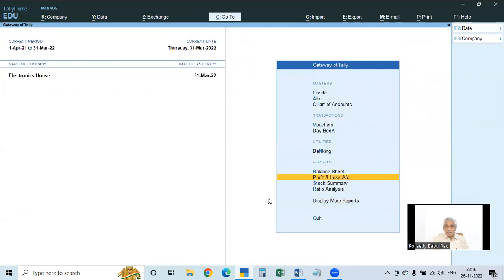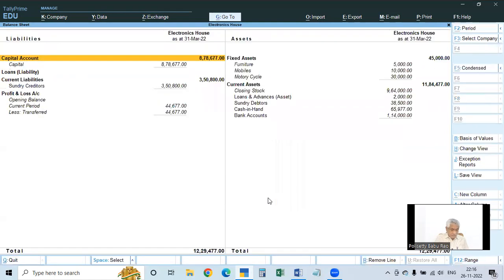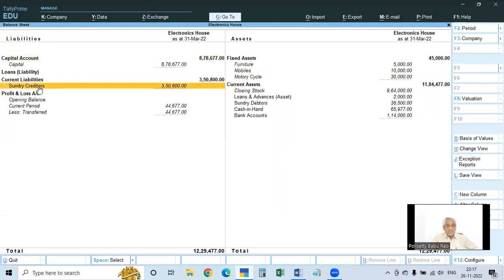But in the balance sheet, only primary and secondary groups are shown, and below that, the details of the ledgers are not shown. For example, sundry creditors, right click, no, it's not working. Shift+Enter is not working.